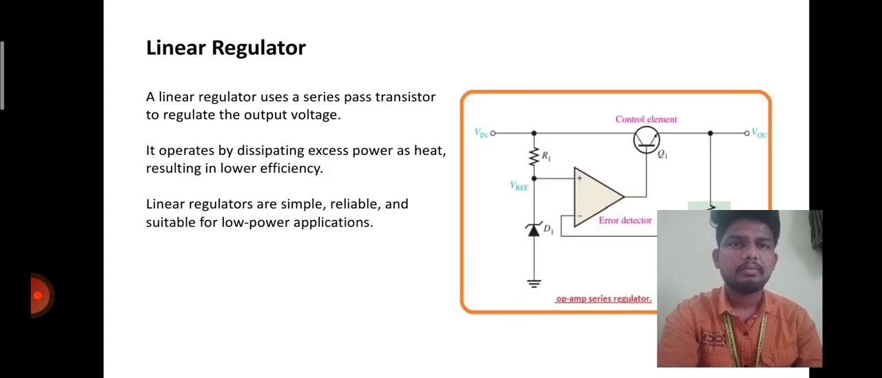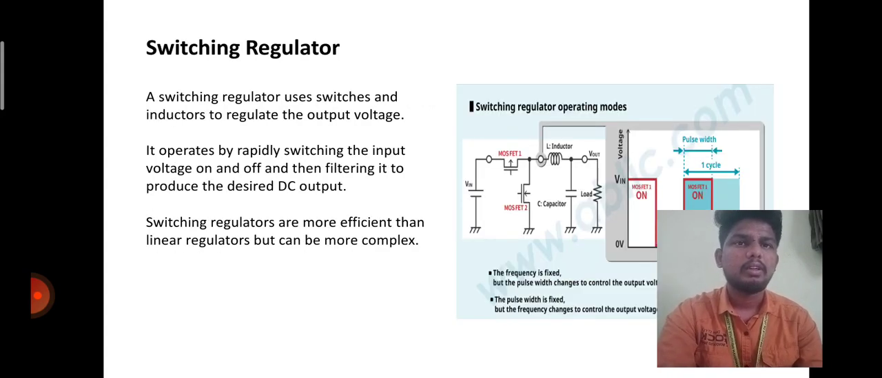Linear regulator. A linear regulator uses a series transistor to regulate the output voltage. It operates by dissipating excess power as heat, resulting in lower efficiency. Linear regulators are simple, reliable and suitable for low power applications.